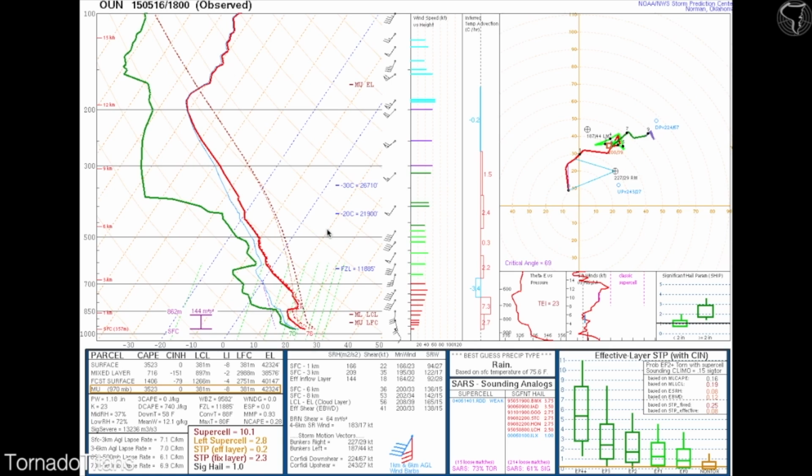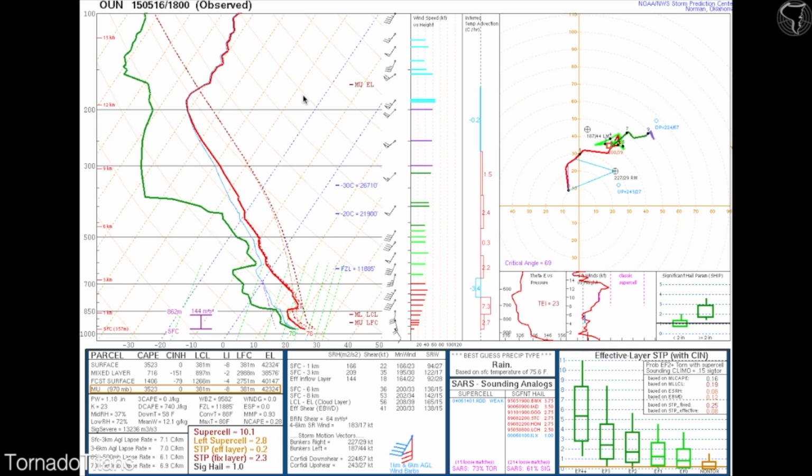Fixed layer sig tor is a composite index which takes into account the 0 to 6 kilometer bulk wind difference, the 0 to 1 kilometer storm relative helicity, surface-based CAPE, and the surface LCL. So basically, the fixed layer takes into account a lot of this right here and also goes exactly 6 kilometers up. So it's very much a universal kind of standard. Fixed layer does have its uses. I personally prefer the effective layer sig tor, which we're about to talk about, but fixed layer really takes into account the surface-based environment, so there are uses there.